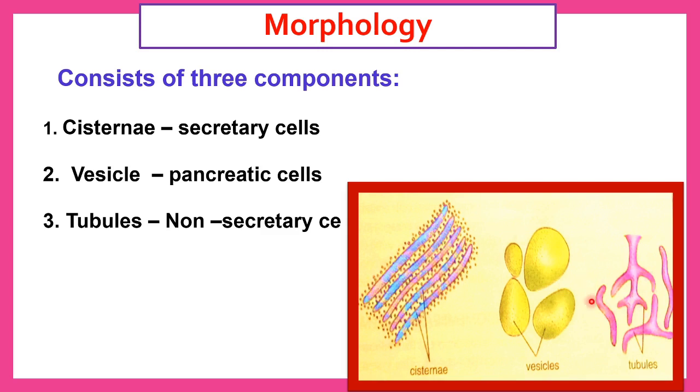And the second one is the vesicles. These are oval or sometimes rounded structures. They may be freely present in the cytoplasm of the cell, and these are present in the pancreatic cells. And the third one is the tubule. They seem to be tubule-like structures. They are derived from the lamellae or vesicles, and they are present in the cytoplasm, and these are present in non-secretory cells like muscles.